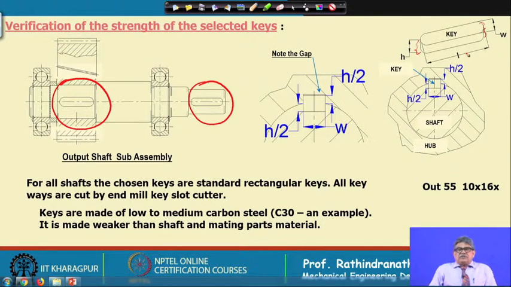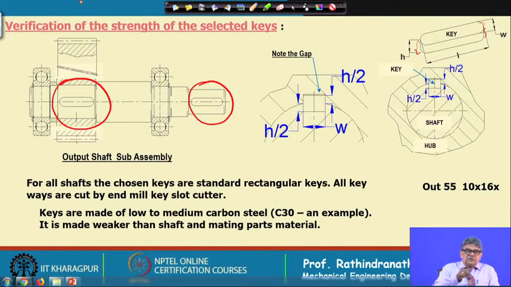Now, next the question is, why are we using this type of key? If we think of the machining of the keyways on the shaft, then we have to make a groove on the shaft, so that we can put this key.